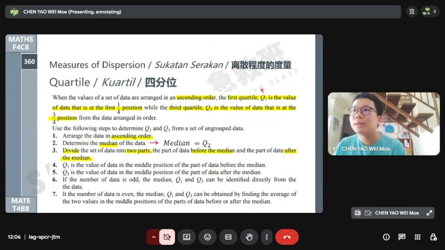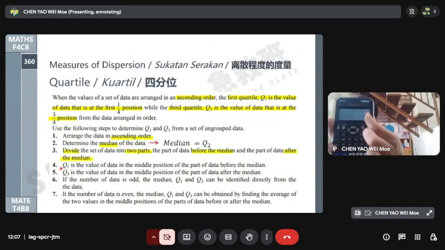So from here we can say Q1, the first quartile, is the value of the data in the middle position of the part of the data before the median. So this is 5. We have 5 data, an odd number, no problem. Then try. Before this, we have 2 numbers here. How do you find the median? Very easy.